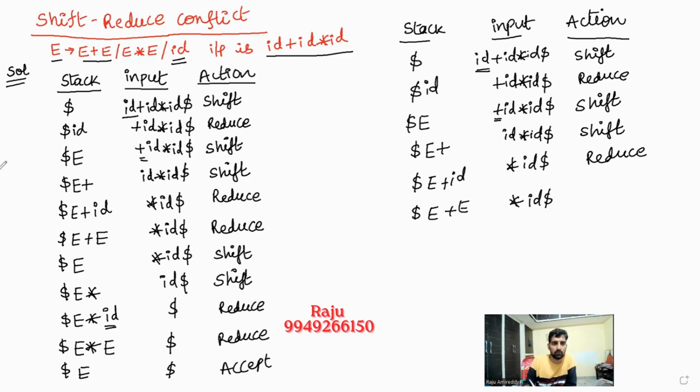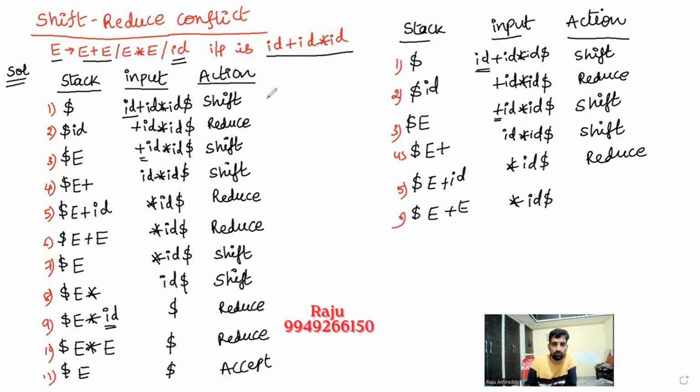Now let me give the numbering to all the productions. So this is the first one. It is the second one. It is the third one. It is the fourth one. It is the fifth one. Sixth one. Seventh one. Eighth one. Ninth one. 10 and 11. Now let me give numbering here: 1, 2, 3, 4, 5, 6.